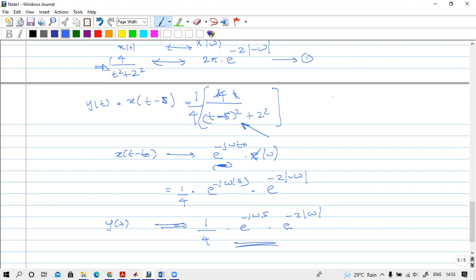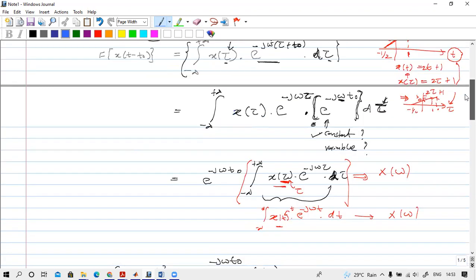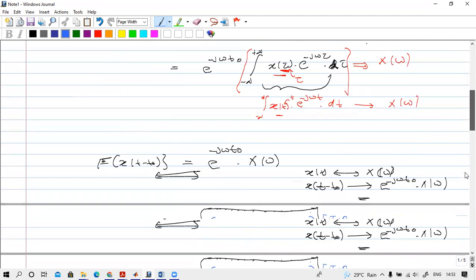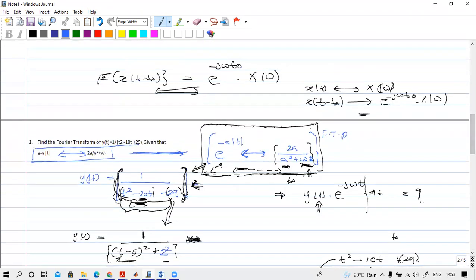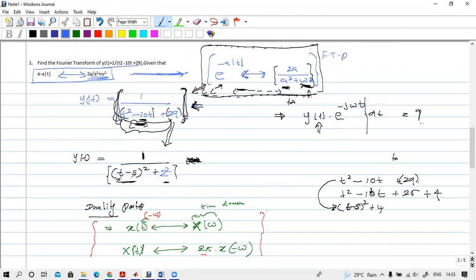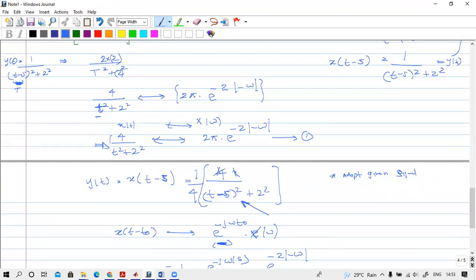So first you have to adapt the given signal, or tally the given signal with that term. Then you have to use the duality property, and then the time shifting property. So here you have used two properties to find the Fourier transform.